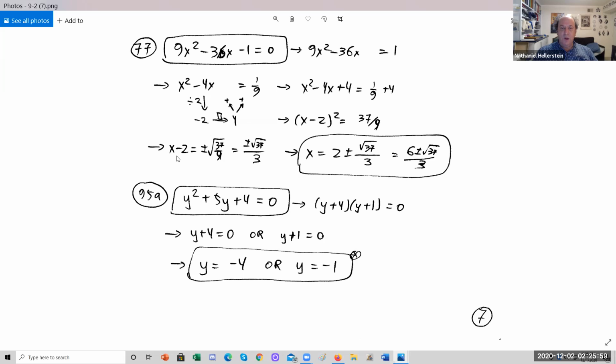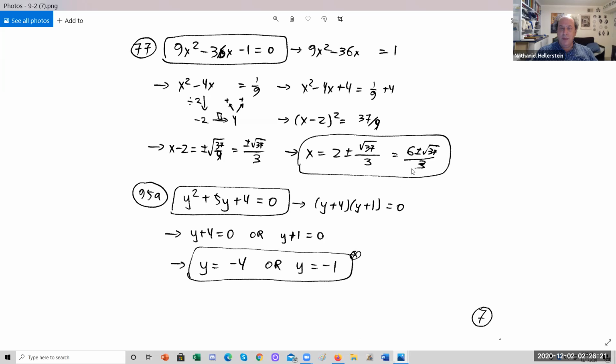Take a square root. x minus 2 is plus or minus root 37/9, which is plus or minus root 37, all that divided by root 9, which is 3. Then we add 2 to both sides and get x equals 2 plus or minus root 37/3. Or equivalently, it's 6 plus or minus root 37, all divided by 3.